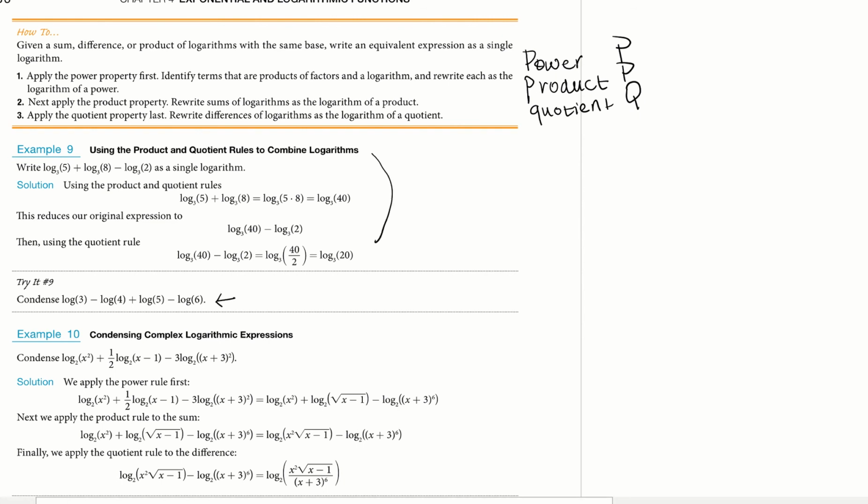Let's go ahead and go over this one. So the first thing is power. I don't see any power things here. I don't see anything out front. Next, it is the product. So I have log 3 minus log 4 plus log 5 minus log 6. So that's going to be, these will end up being multiplied.